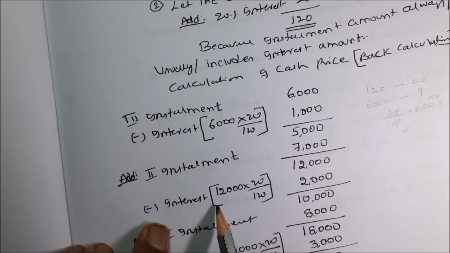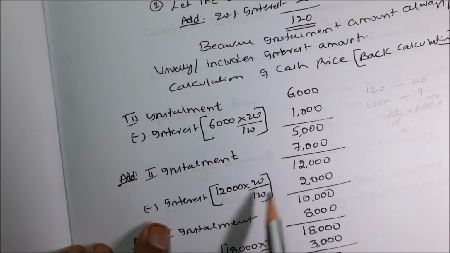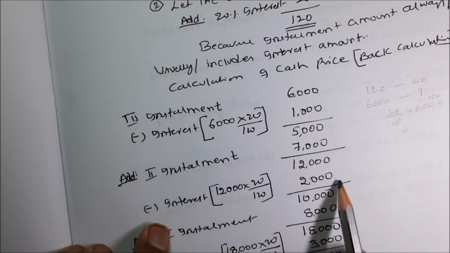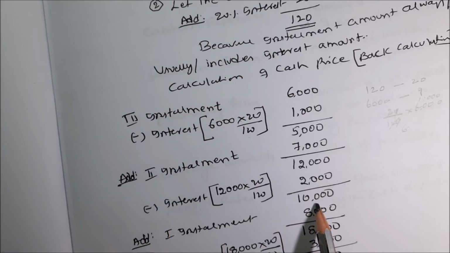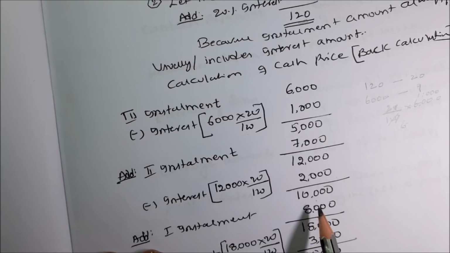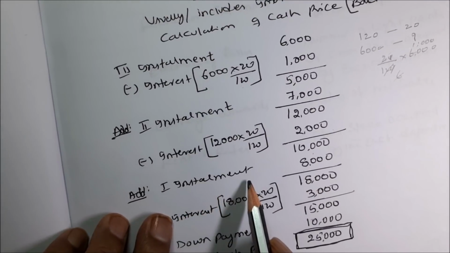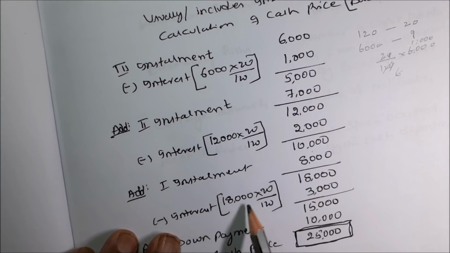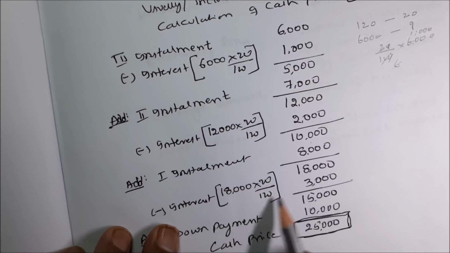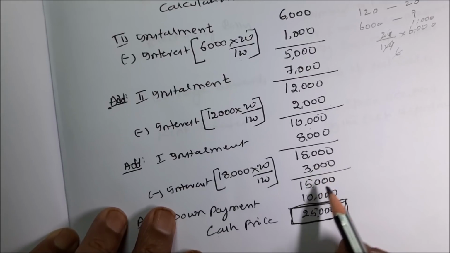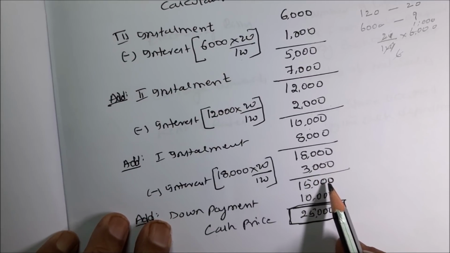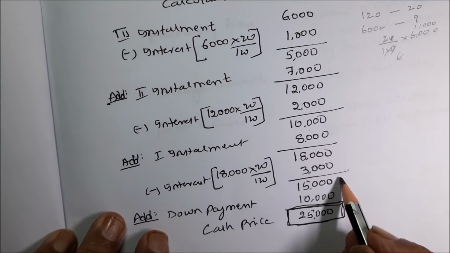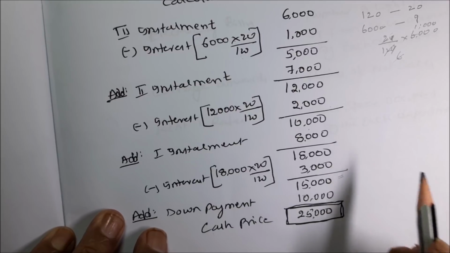Minus interest again, the same way, 12,000 into 20 divided by 120, then it becomes 2,000, then it comes automatically 10,000. Then again add first installment 8,000, then it becomes 18,000. Less interest, 18,000 into 20 by 120, then it becomes 3,000, then it is 15,000. Then this 15,000 does not include what actually?